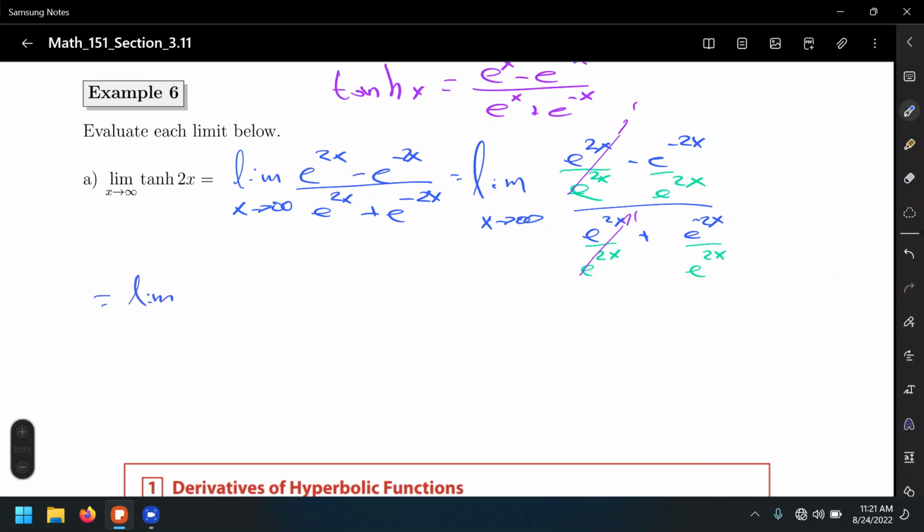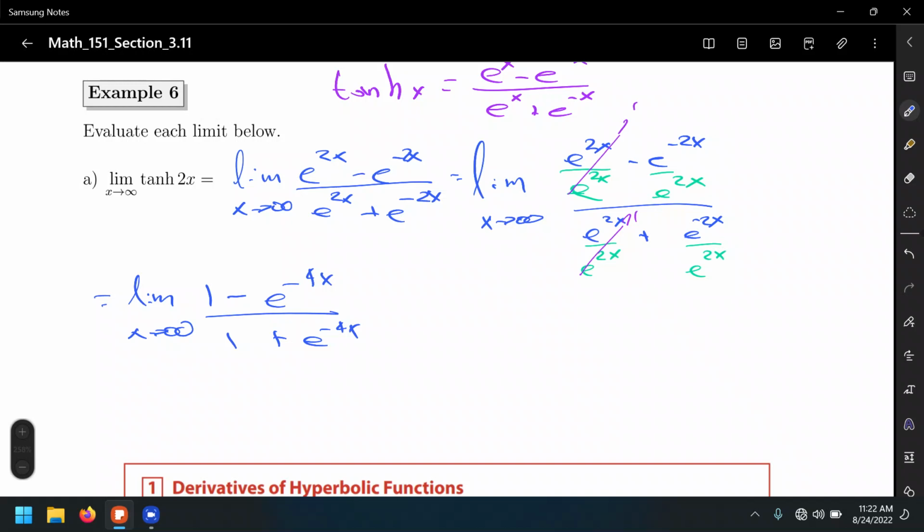That's going to be the limit of 1 minus, okay, what will be e to the negative 2x divided by e to the 2x? Number one, what do we do with exponents when we have the quotient with the same base? Subtract. So what is negative 2x minus 2x? Negative 4x. Be very careful with signs in here. So e to the negative 4x, and same in the denominator, but with positive sign as x approaches infinity. All right?